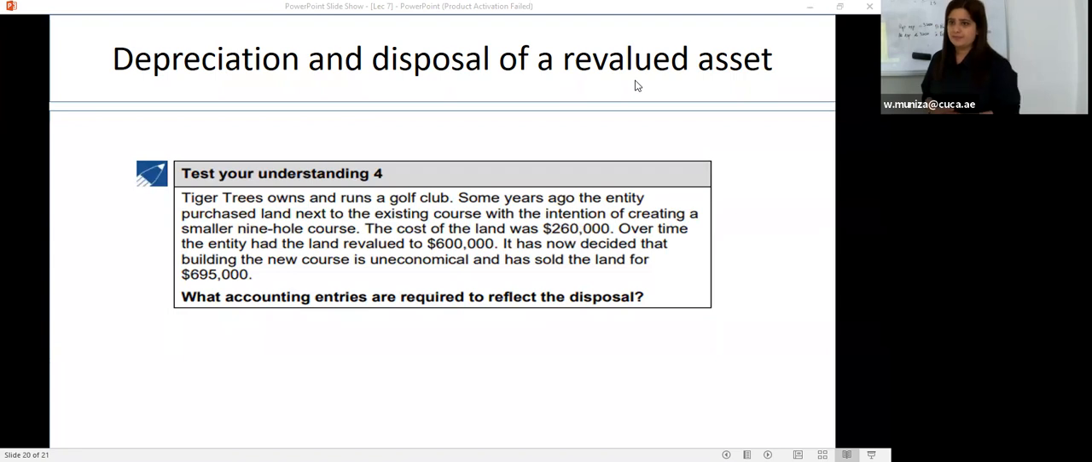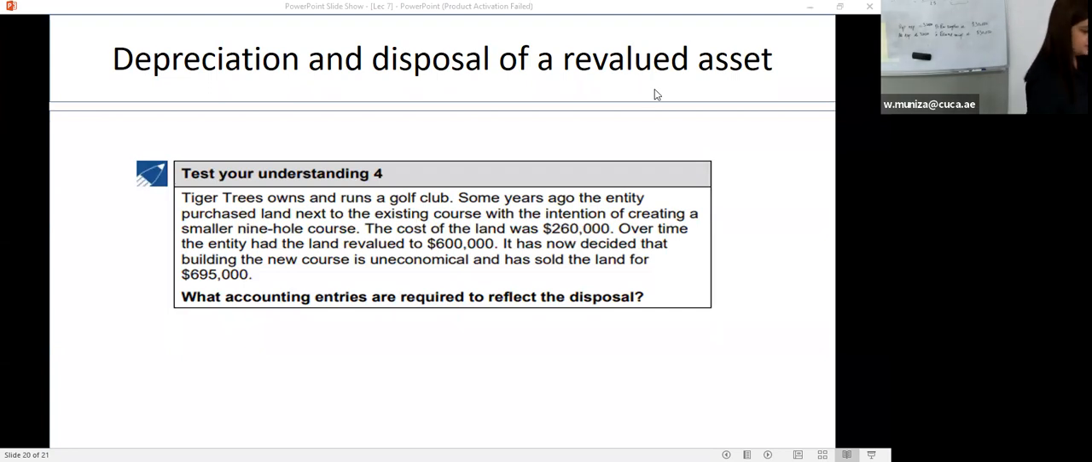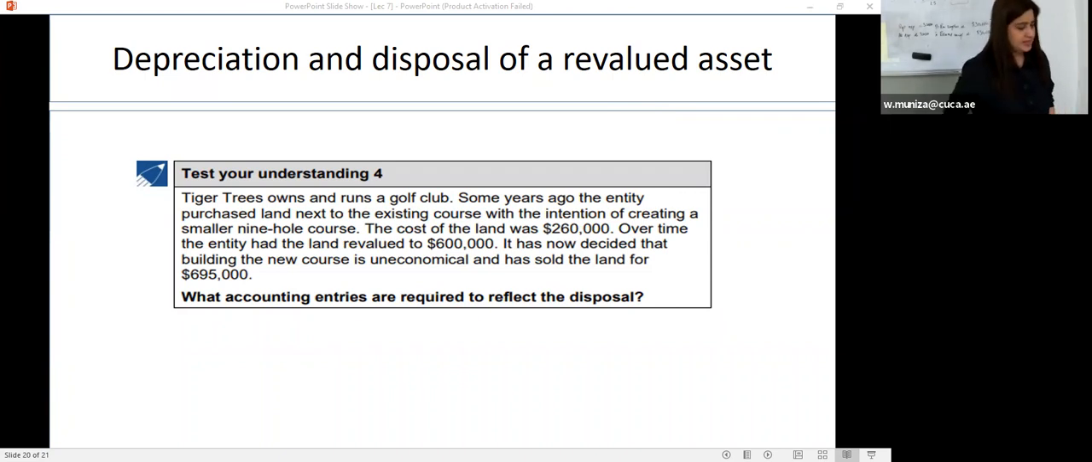Students, can you do this? Please do it. Please start doing it. Last question for today. Pass the accounting entry for revaluation, like we did earlier. Pass the accounting entry for the disposal. Okay.